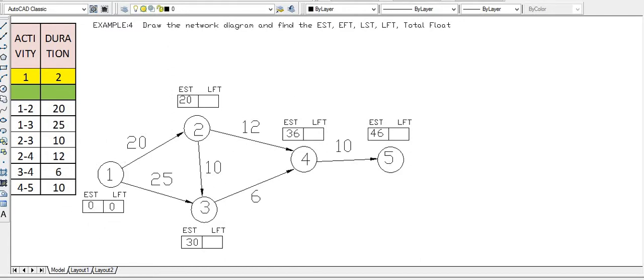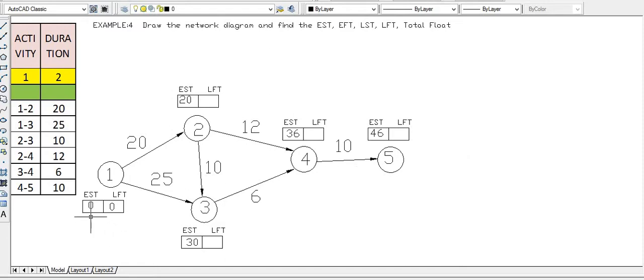And also in the first node, EST and LFT, that is the earliest start time and latest finish time, we have started at 0 and 0 because this is the first node. So the starting duration will also be 0, and then we will have 1, 2, 3, 4, 5. The first node has 0 duration, so its earliest start time will be 0 and its latest finish time will also be 0. The LFT blocks are empty, so we will calculate LFT.